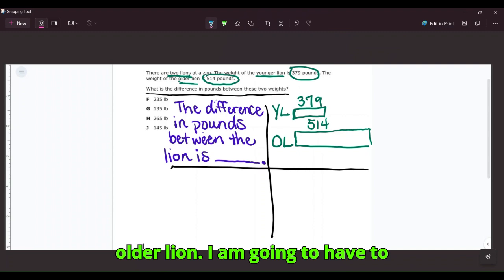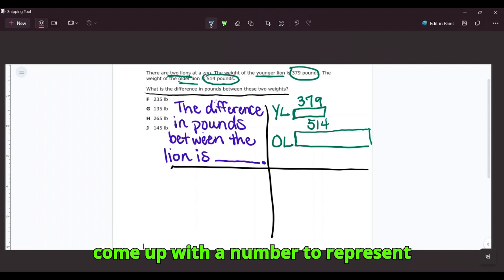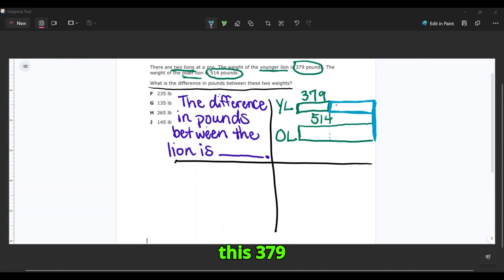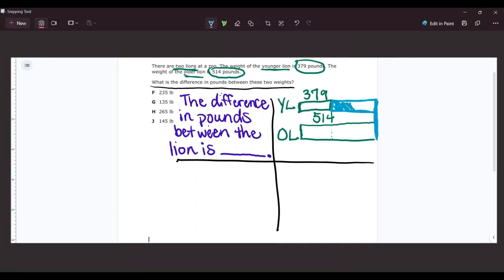I am going to have to come up with a number to represent that. How much more does it take to get from this 379 all the way to this 514?